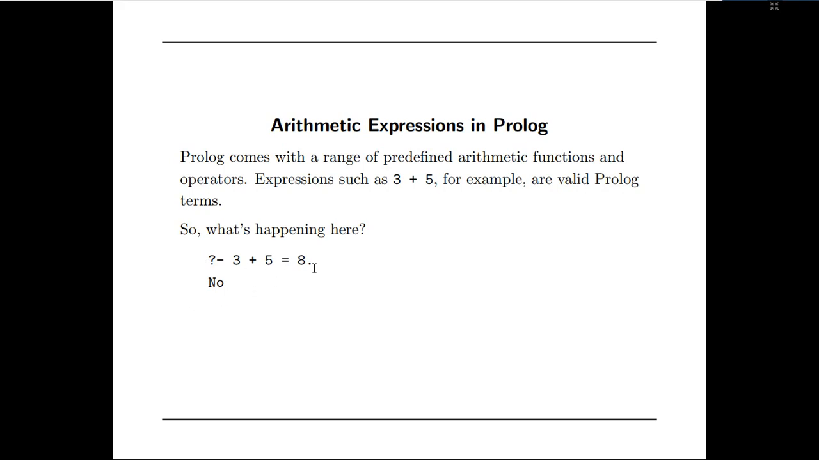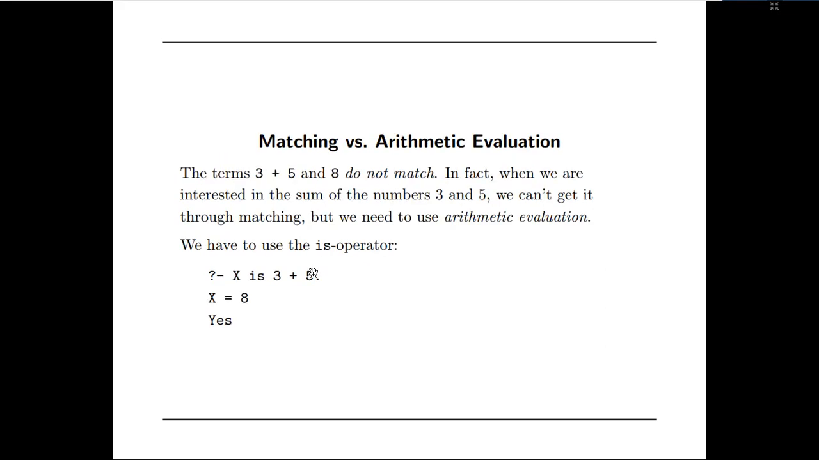That means it is giving you an error: we cannot compute 3 plus 5 is equal to 8. What is the problem in this actually? The reason is the term 3 plus 5 and 8 do not match. When we are interested in the sum of the numbers 3 and 5, we can't get it through matching. But how can we get it?